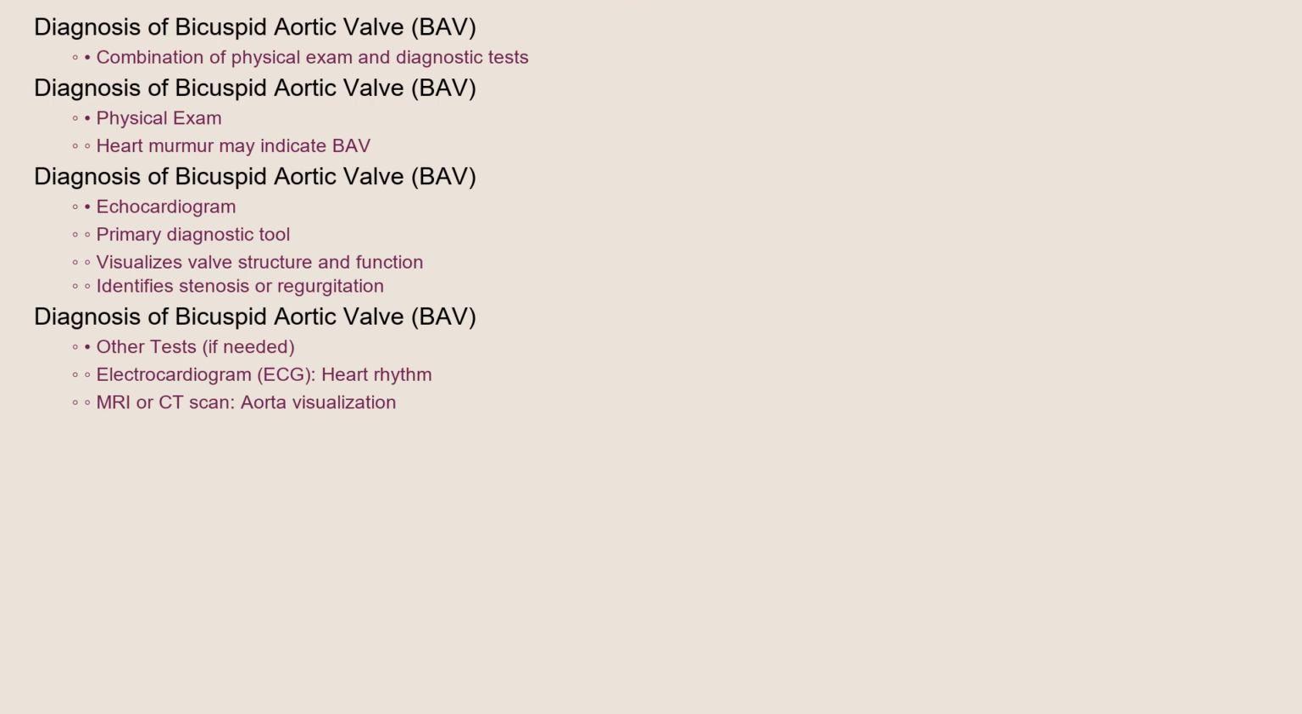regurgitation. Diagnosis of a bicuspid aortic valve typically involves a combination of physical examination and diagnostic tests. A doctor may first suspect BAV upon hearing a heart murmur during a physical exam. An echocardiogram, which uses sound waves to create images of the heart, is the primary diagnostic tool. It allows doctors to visualize the valve structure and assess its function, identifying stenosis or regurgitation. Other tests, such as an electrocardiogram, ECG, to check heart rhythm, and MRI or CT scan to visualize the aorta, may also be performed, especially if aortic enlargement is suspected.